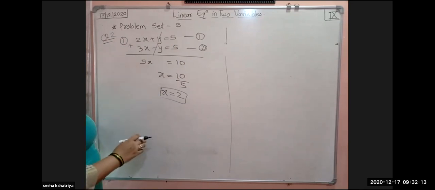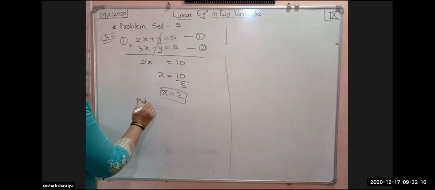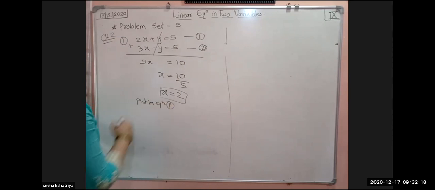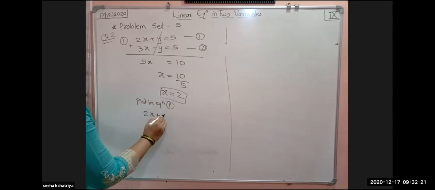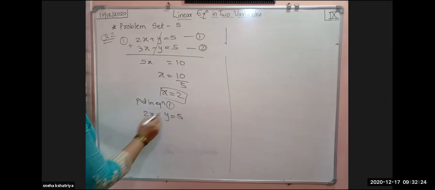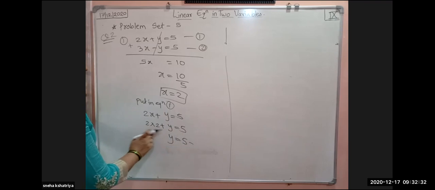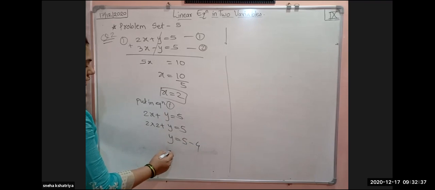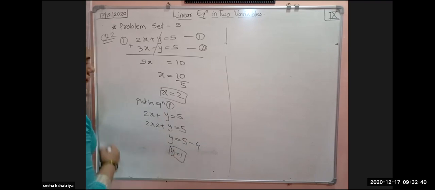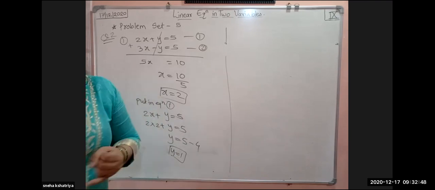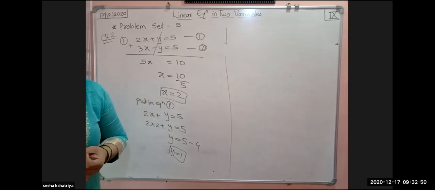Put it in any one equation. Put it in equation 1. What is equation number 1? It is 2x plus y is equal to 5. Put the value of x. 2 into 2 plus y is equal to 5. Y is equal to 5 minus 2 into 2, which is 4. The plus 4 shifts there as minus 4. 5 minus 4 is 1. Y is equal to 1. So such very easy examples are there, which you are going to solve in question number 2 and in question number 3 also.